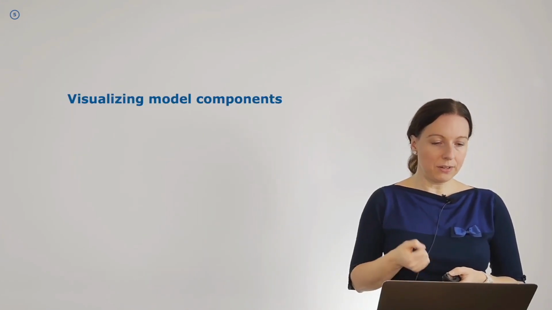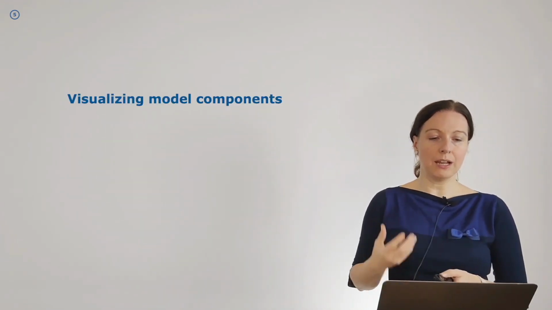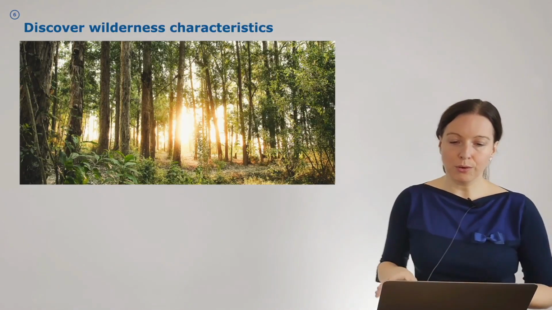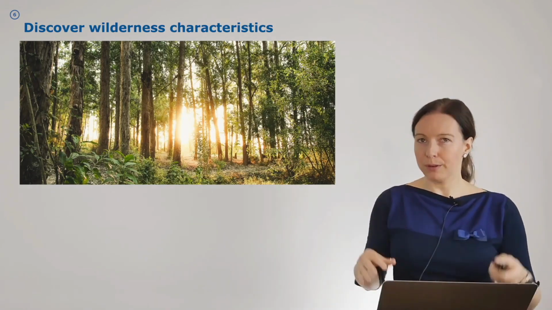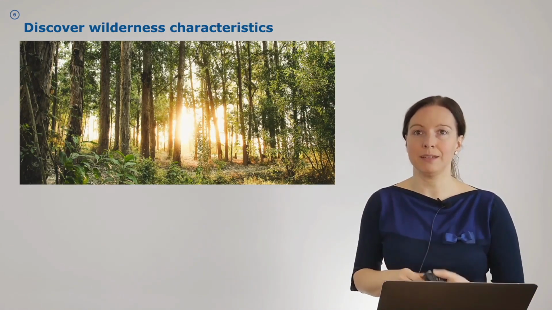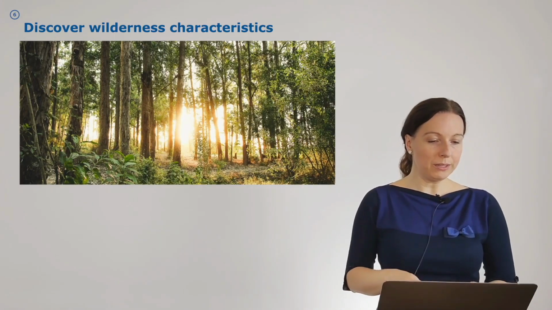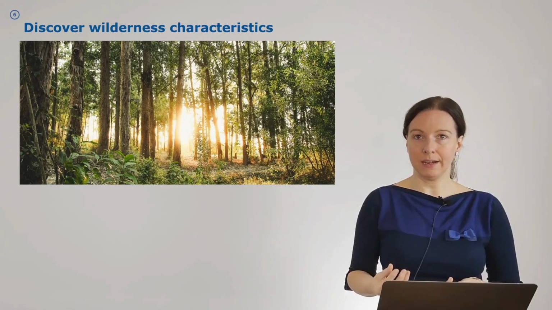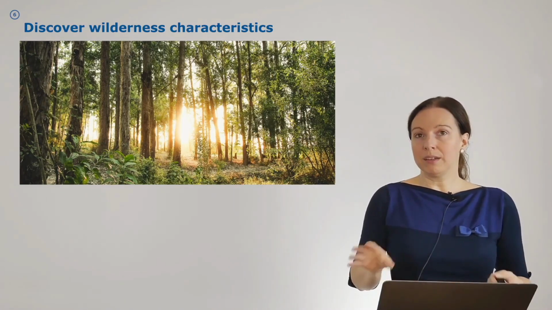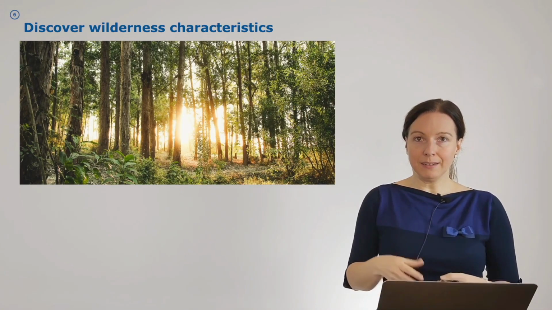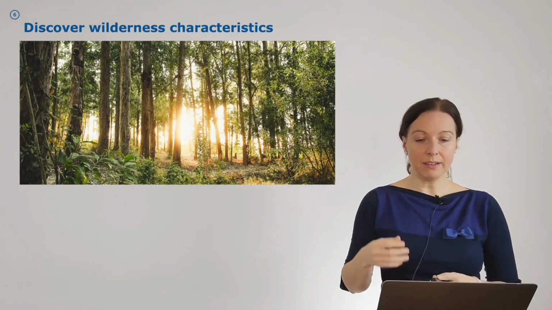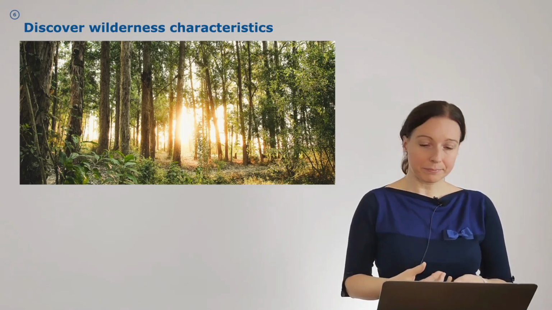So let's first have a look at how we can visualize model components. Here I want to focus on a use case, or actually a project we are concerned with in my team. What we want to do is discover wilderness characteristics. On Earth, there are many well-defined land cover classes, but then there are land cover classes that are poorly defined, and one example is wilderness.